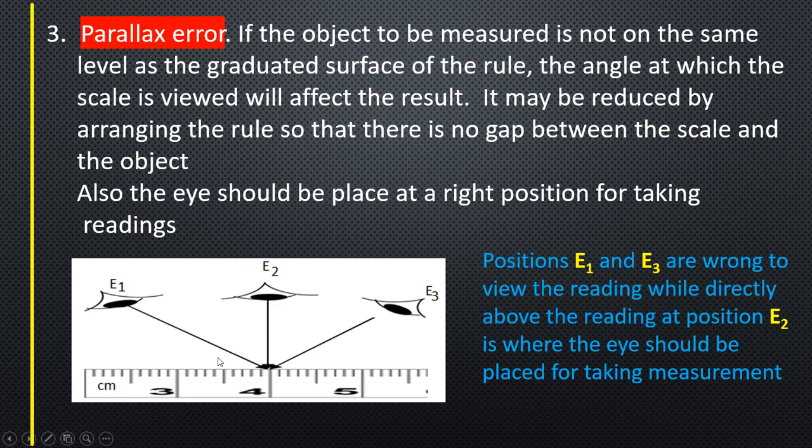And also, there should not be any gap between the object you're measuring and the meter rule being used to measure it. If you lift the meter rule up but take readings at this point, that creates what we call parallax error and gives wrong measurements.